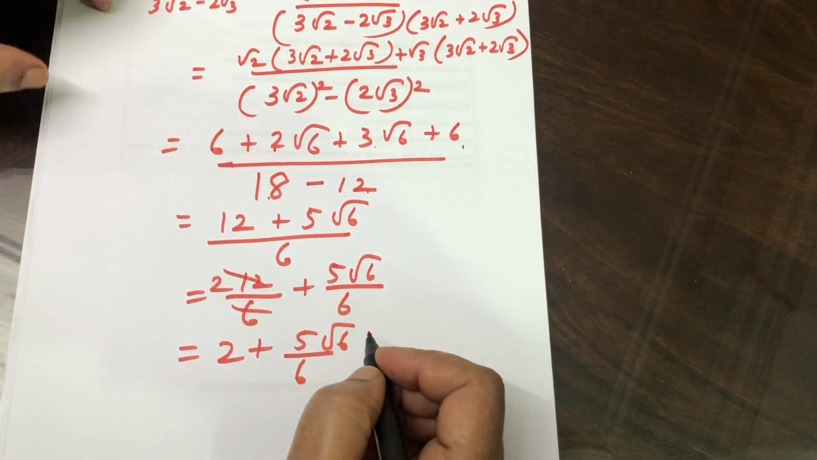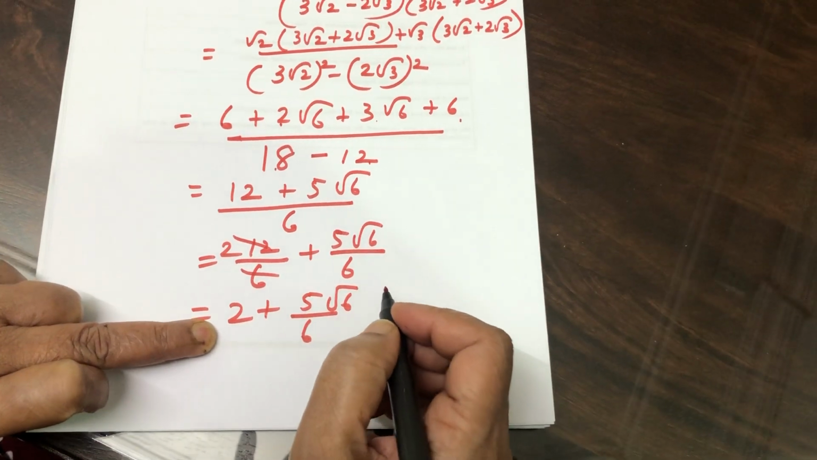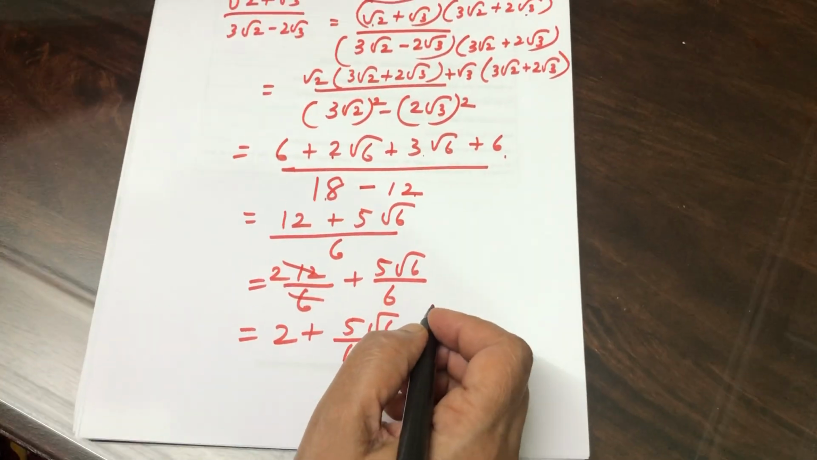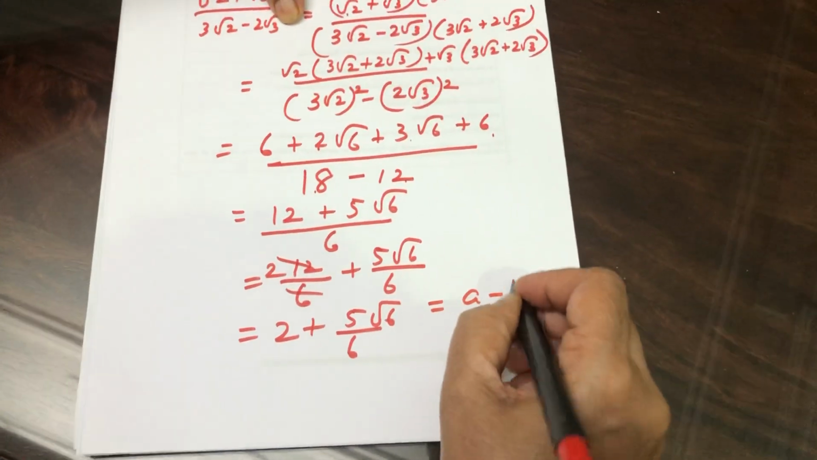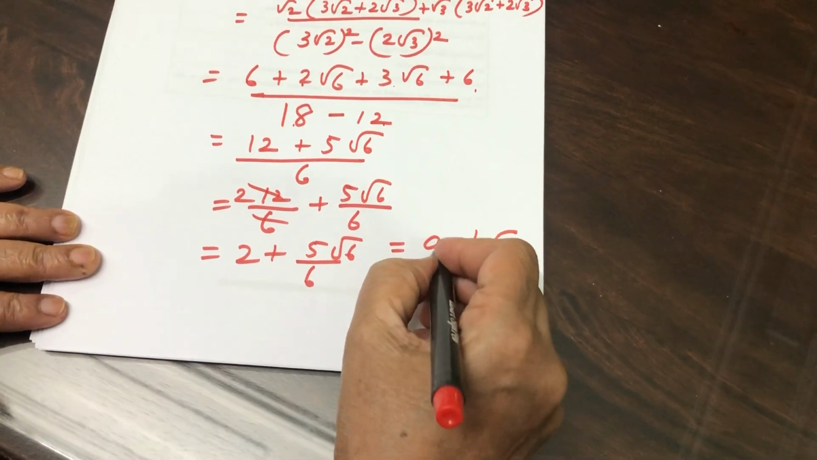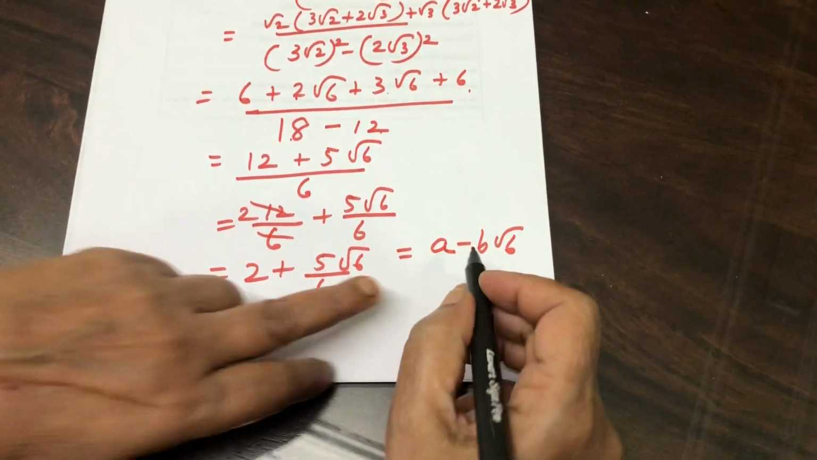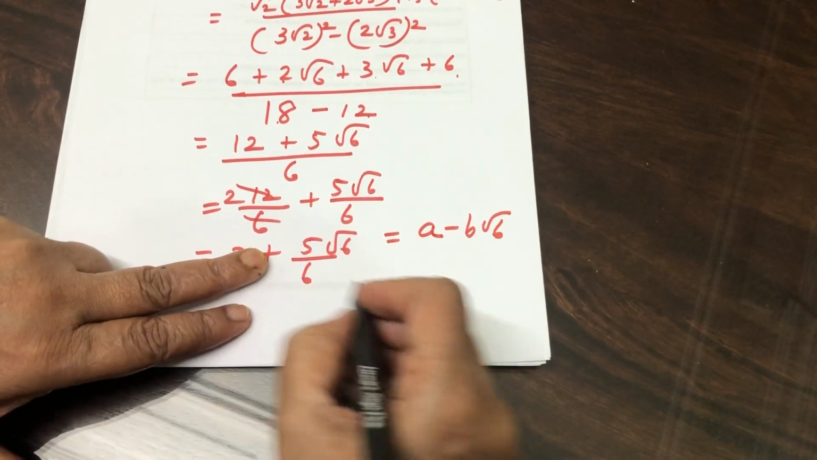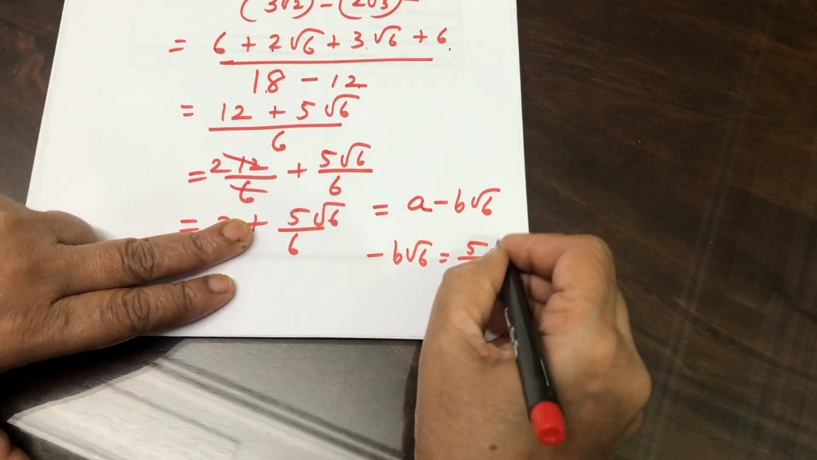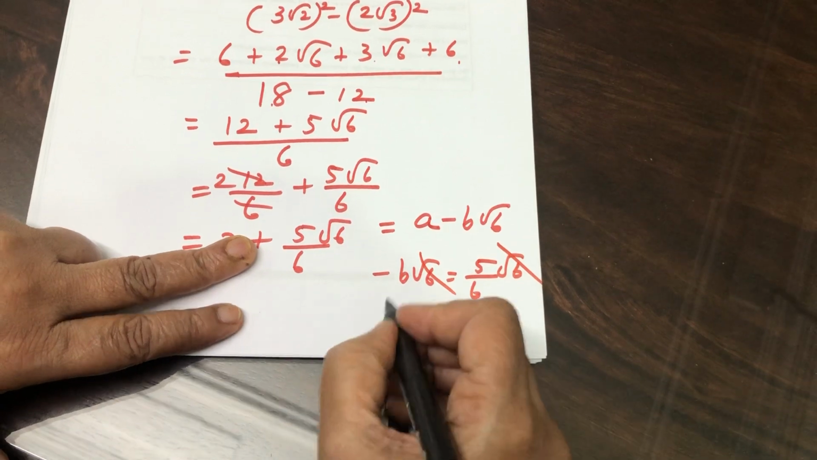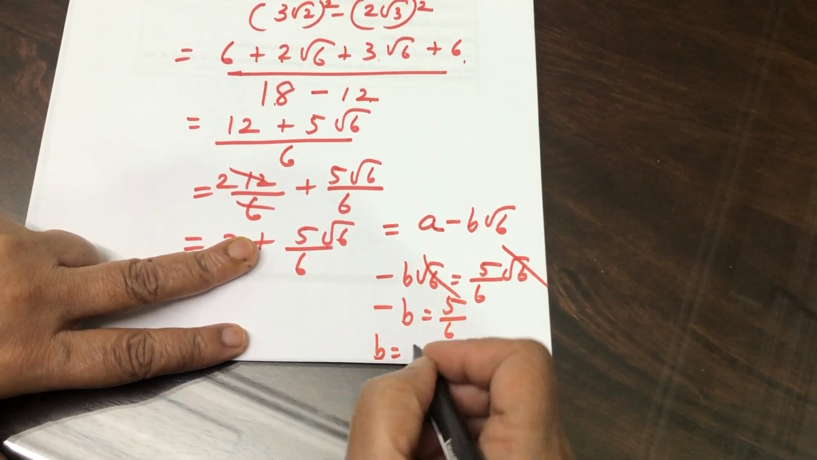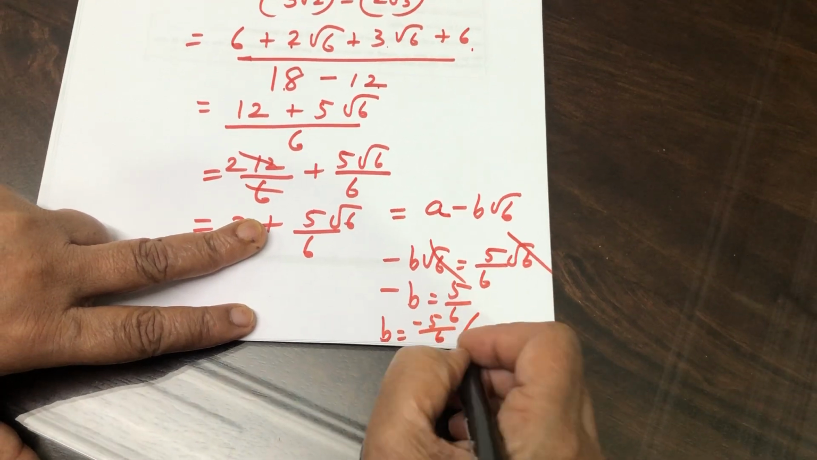You know these two are equivalent expressions. Only we have rationalized the denominator. So this is equal to a minus b root 6. You have to compare both sides. So minus b root 6 is 5 by 6 root 6. So root 6 is cancelled. So minus b is 5 by 6. Therefore b is minus 5 by 6.